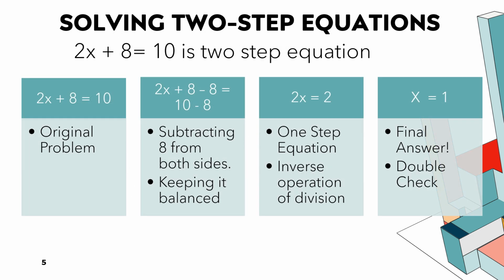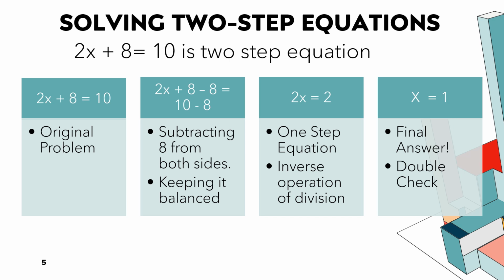Here is the work from the previous slide explained. The original problem is in the first box. The second box shows the constant being removed by using inverse operations. In this example, we are subtracting 8 from both sides. The third box now has a one-step equation.